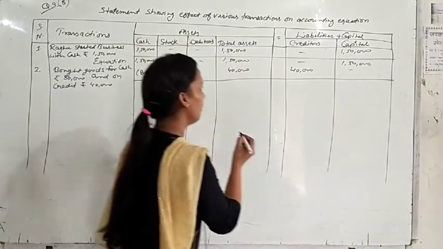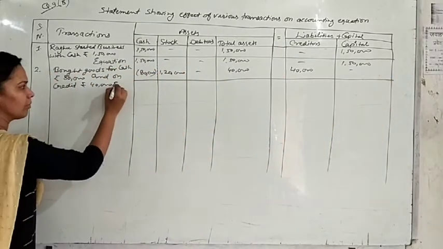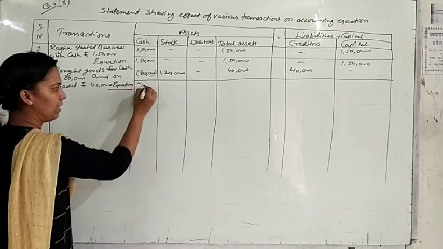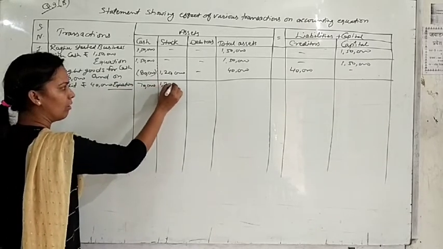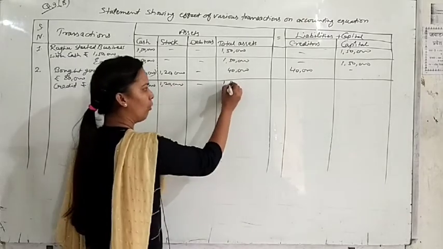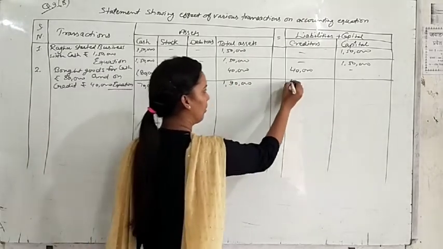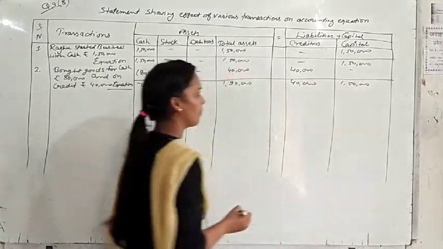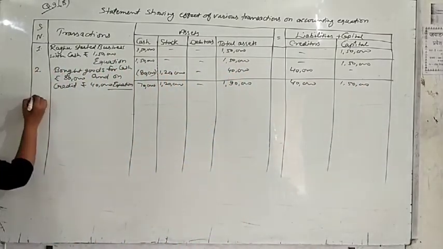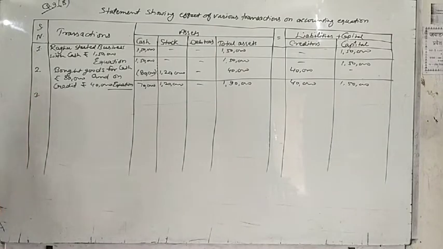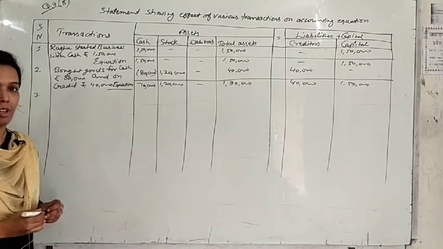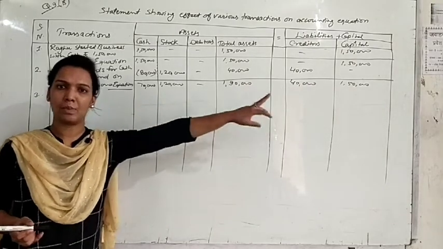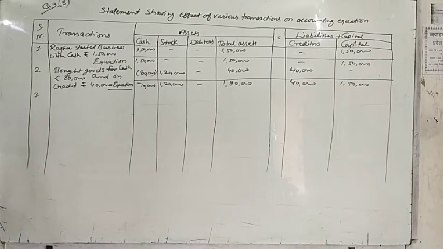Again form the equation. 150 minus 80, that is 70,000 cash; stock 1,20,000; total assets 1,90,000; creditors 40,000 and capital 1,50,000. This was after the second transaction. You should match your equation after every transaction. Don't forget that total assets are equal to liabilities plus capital. Yes, the third transaction is here.